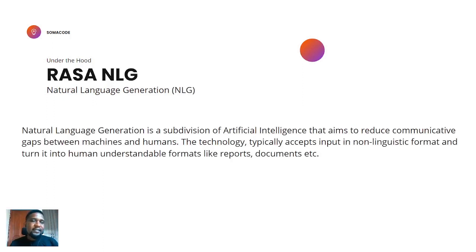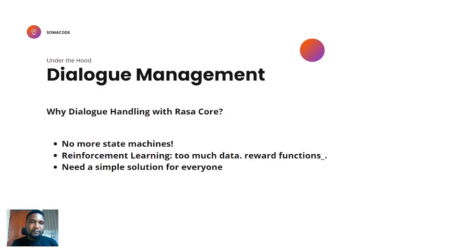Then the other element is natural language generation, which is NLG. NLG is a subdivision of artificial intelligence that aims to reduce communicative gaps between machines and humans. The technology typically accepts input in a non-linguistic format and turns it into human understandable formats like reports or documents.